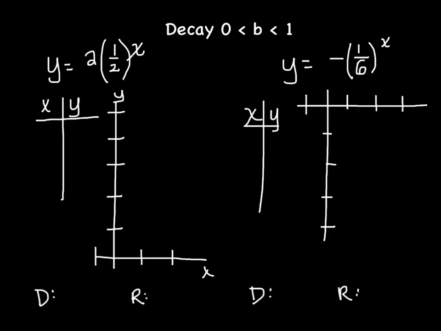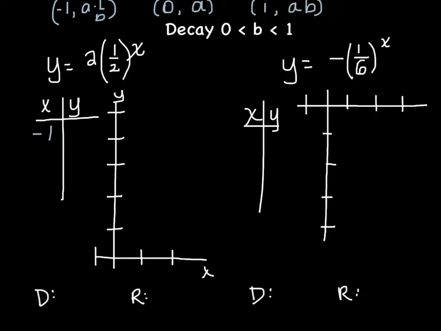So now we're going to be looking at decay, and the only change in this is that b is going to be between 0 and 1. It cannot be negative. It must be between 0 and 1, which means, in essence, a fraction that is less than 1. So remember the pattern that we just discovered. If I plug negative 1 into any of these, the y will be a times 1 over b. If I plug in 0 to any of these, the y will be a. And if I plug in 1 to any of these, the y is going to be ab.